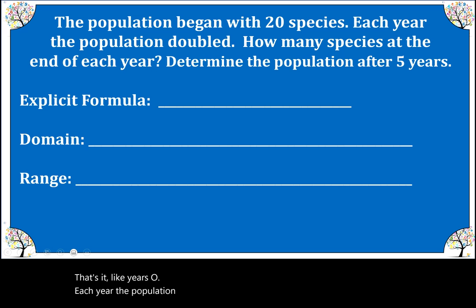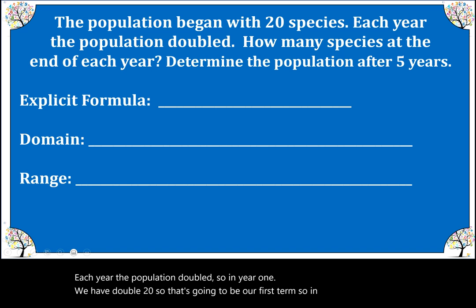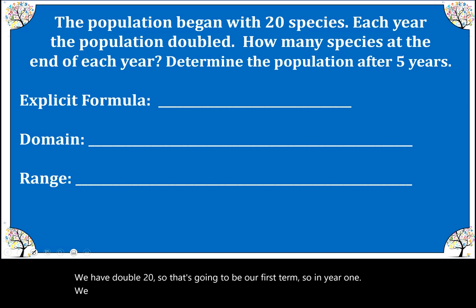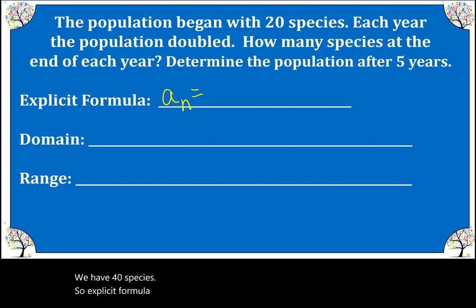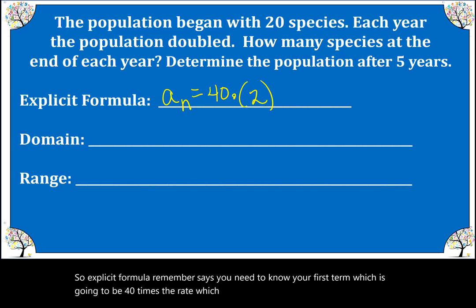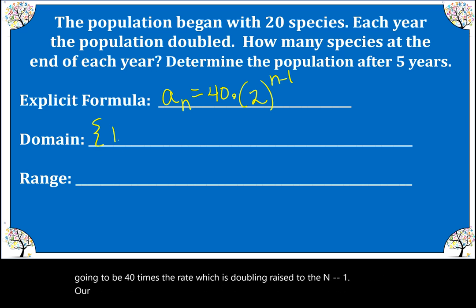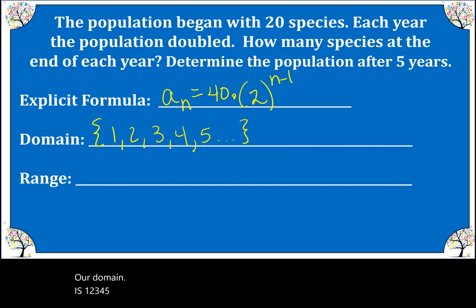So in year 1, we have double 20. So that's going to be our first term. So in year 1, we have 40 species. So explicit formula, remember, says you need to know your first term, which is going to be 40, times the rate, which is doubling, raised to the n minus 1. Our domain is 1, 2, 3, 4, 5, and so on. Our range starts with 40, and we want to know the 5th term.